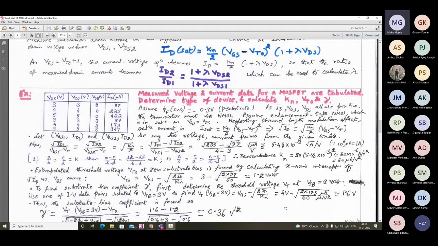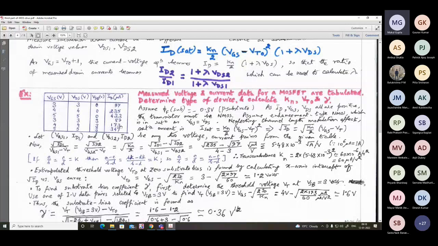Yeah, sorry. So the zero bias threshold voltage is found out to be 1.2 volt. And now what is the value of VT when VSB equal to 3 volt? To calculate that, we can take either the fourth row, fifth row, or sixth row. The values will be roughly the same. Okay, so here, for example, we have taken the fifth row value.